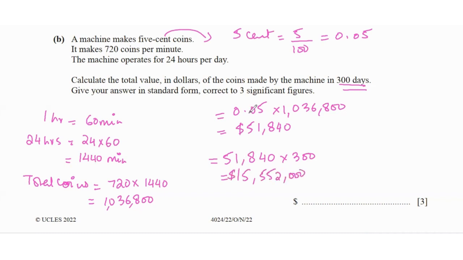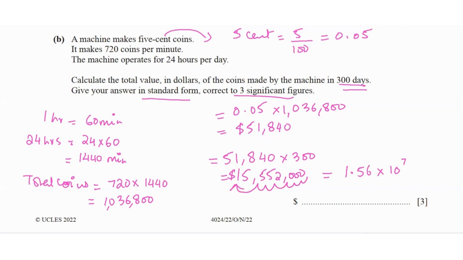To convert this into standard form, correct to 3 significant figures, first you move the decimal 1, 2, 3, 4, 5, 6, 7 places to the left. And 3 significant figures would be 1.56 times 10 to the power of 7. So this is your answer in standard form, correct to 3 significant figures.